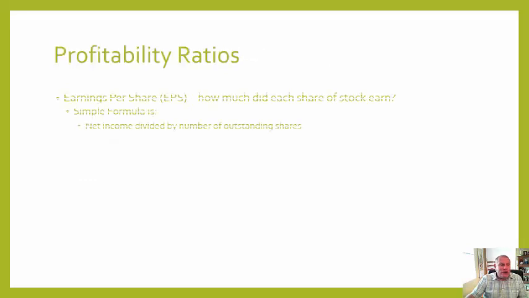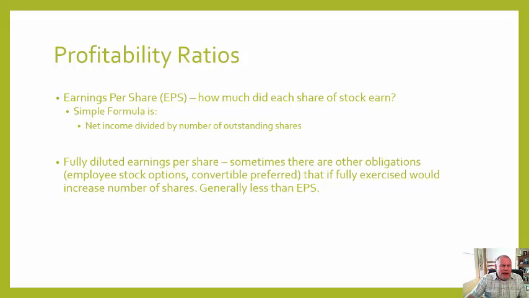We then move on to some profitability ratios, earnings per share: how much did each share of stock earn? Simple formula is net income divided by outstanding shares. And there are really two EPS measures, primary and fully diluted.